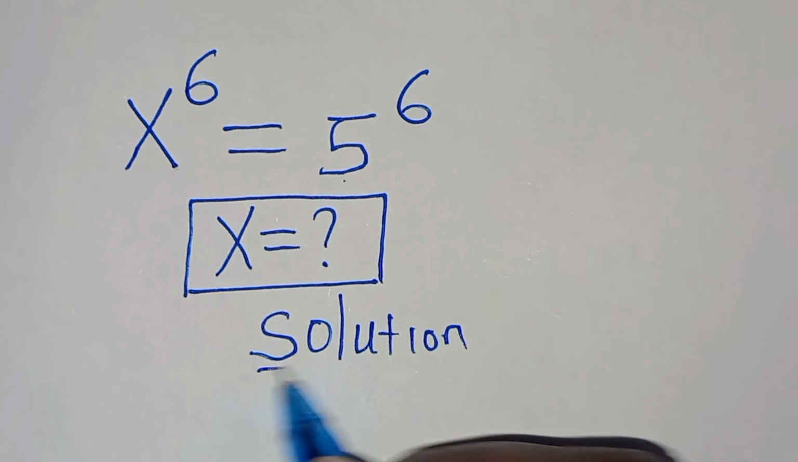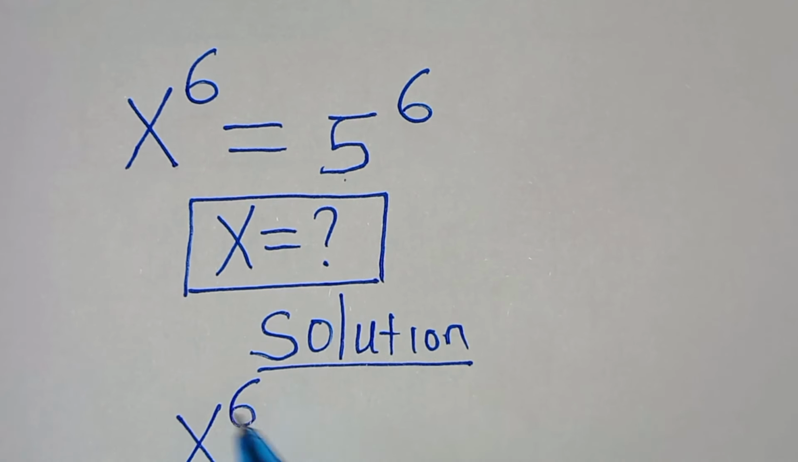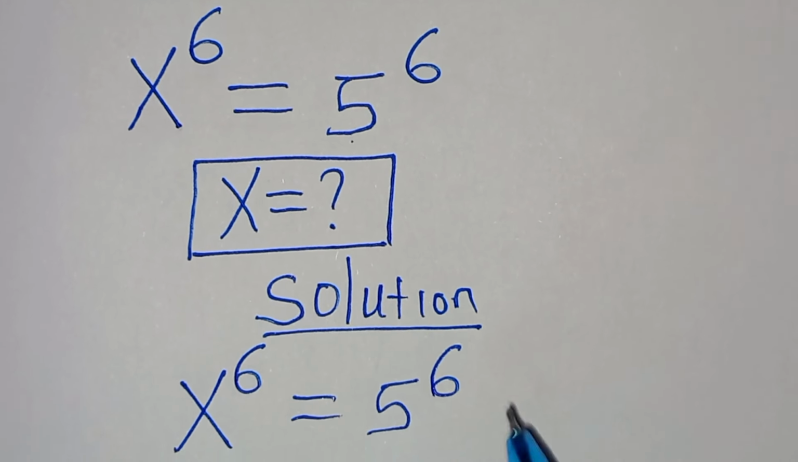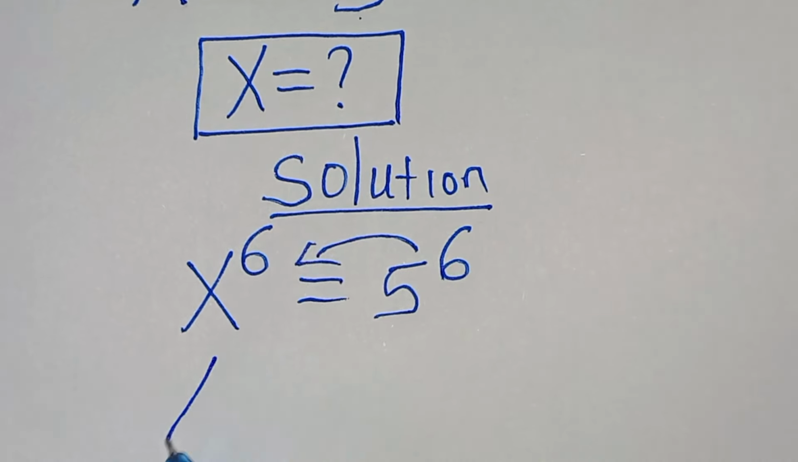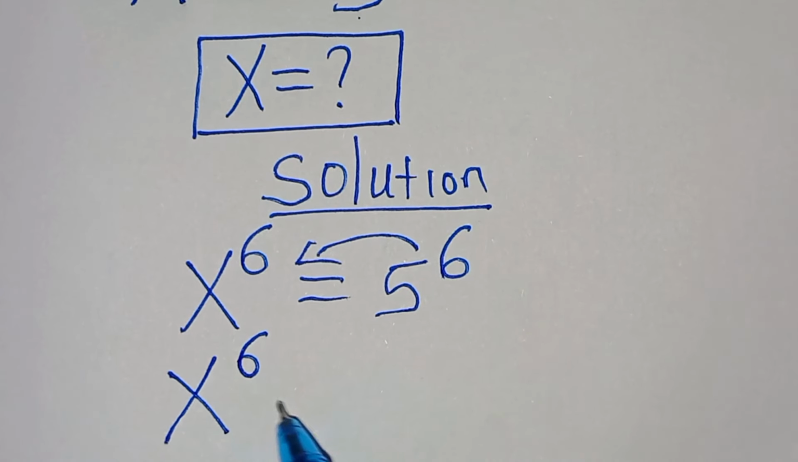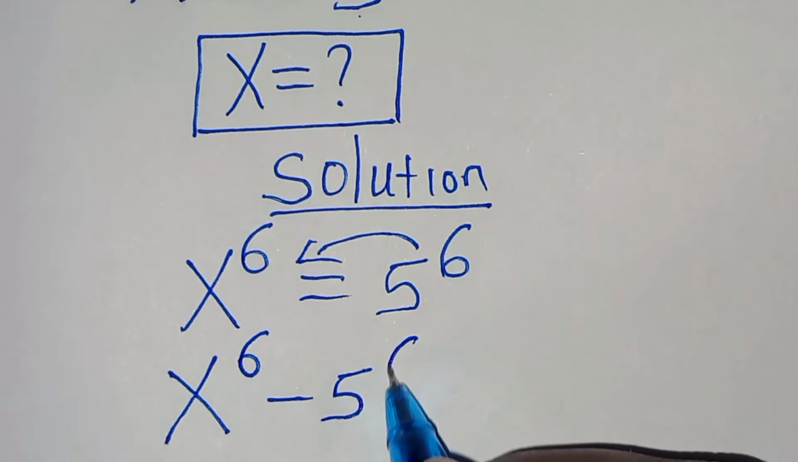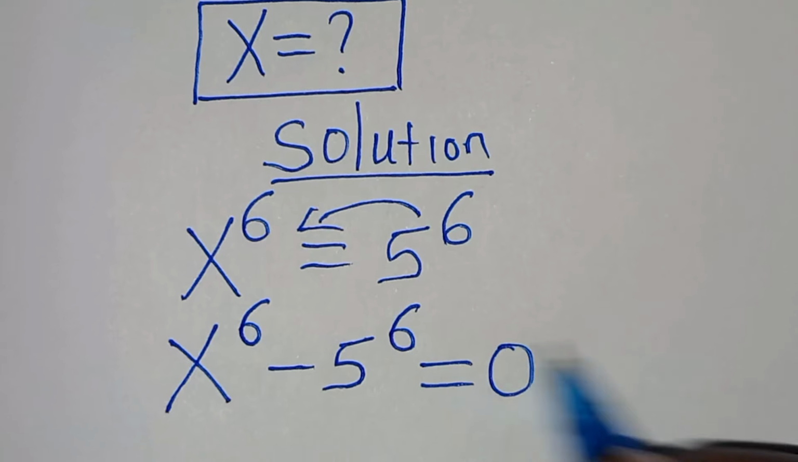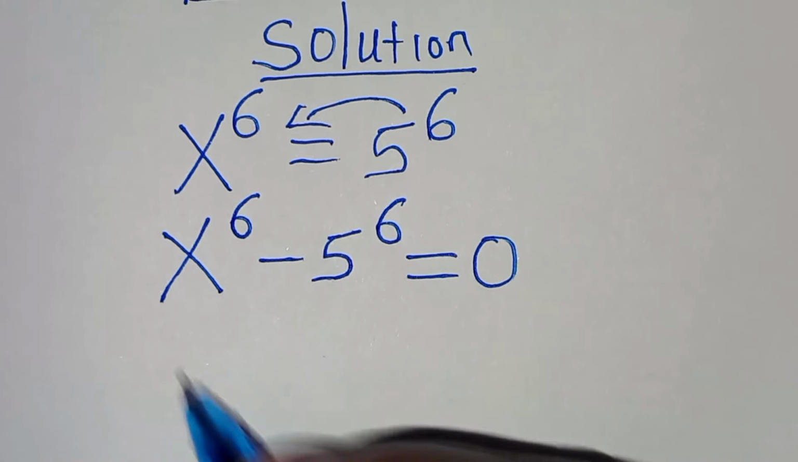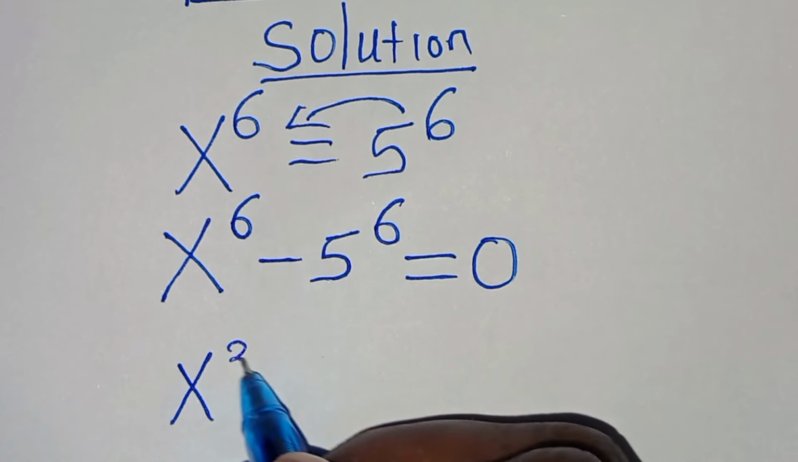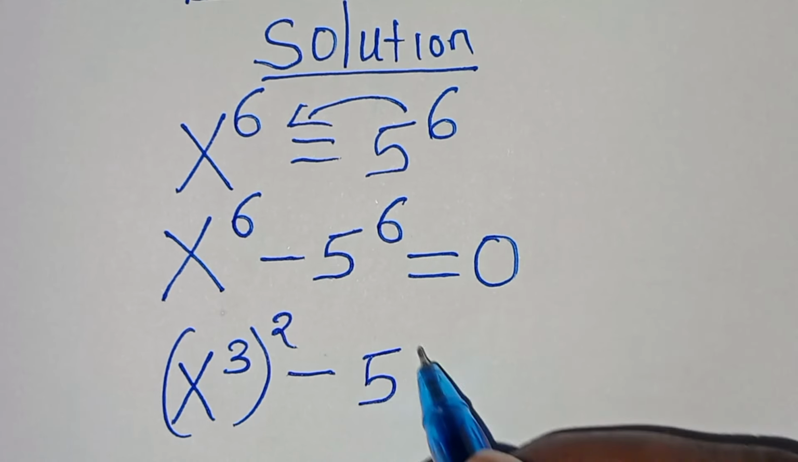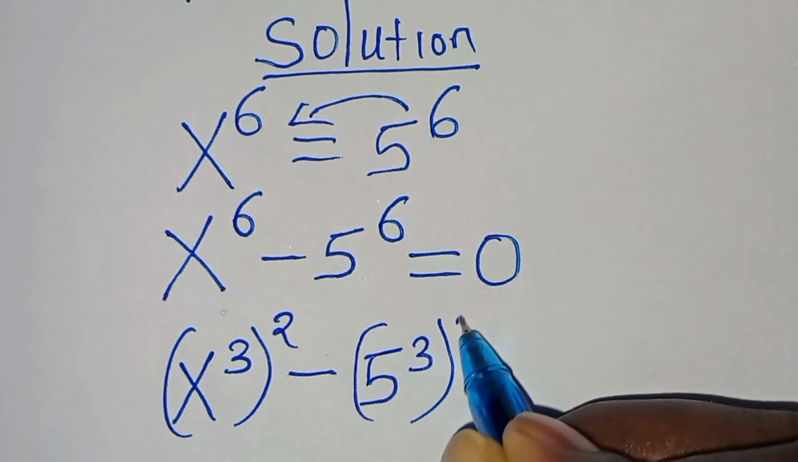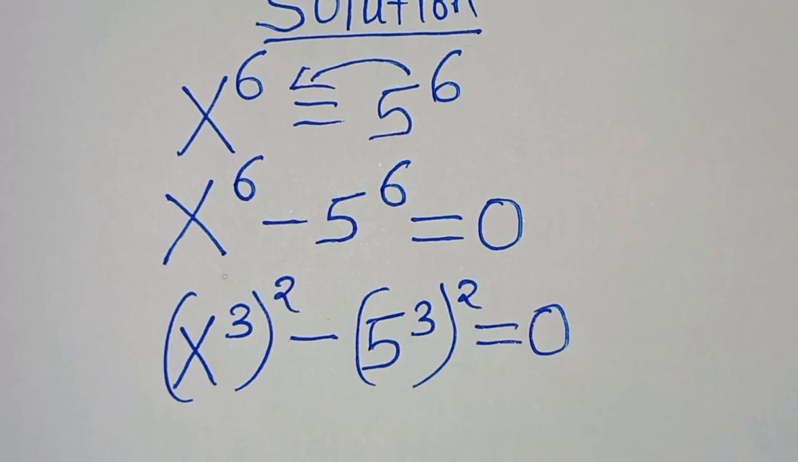So this implies that we have x to the power of 6 equal to 5 to the power of 6. The first step is to take 5 to the power of 6 to the left hand side, so that we have x to the power of 6 subtract 5 to the power of 6 equal to 0. Now, x to the power of 6 is the same thing as x to the power of 3 raised to the power of 2, subtract 5 to the power of 3 raised to the power of 2, equal to 0.